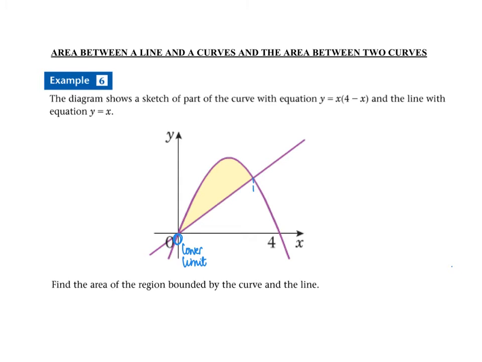And our upper limit isn't actually the 4 on the axis. This value here is our upper limit, so we'll call that our B, and that's our A. When we look at its lower limit at the bottom and the upper limit at the top, and then multiply this out, we've got 4x minus x squared dx. That's what we're looking at.